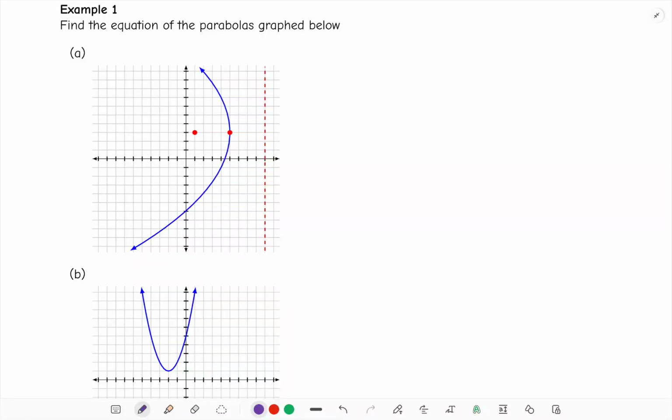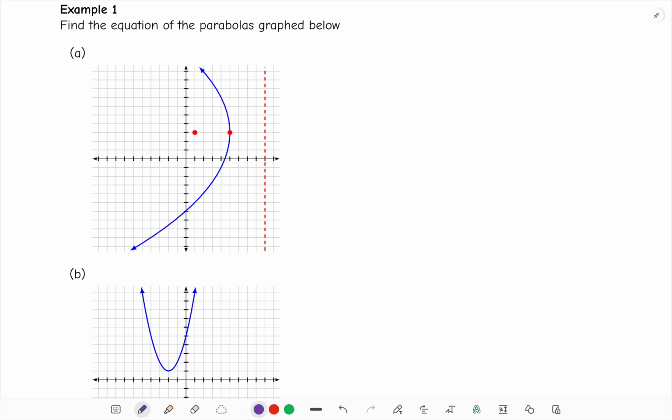Hello, this is part 2 of section 7.2. And we're going to start with example 1. Find the equation of the parabolas graphed below. For part A, with everything labeled as it is, it's very easy. I'm just going to find what the vertex is.